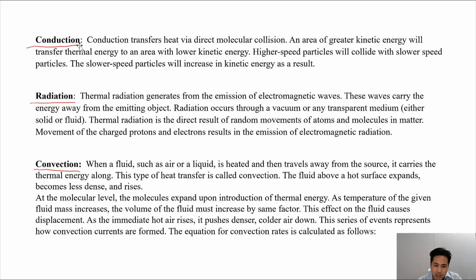And the definition is conduction, heat transfers via direct molecular collision. Or basically in a solid object, the molecules in the object are vibrating because the thermal energy is high in the hotter areas, and it transfers to the lower kinetic energy areas, or the colder areas of that material. Okay, so the higher speed particles will collide with lower speed particles. These lower speed particles will increase in kinetic energy.